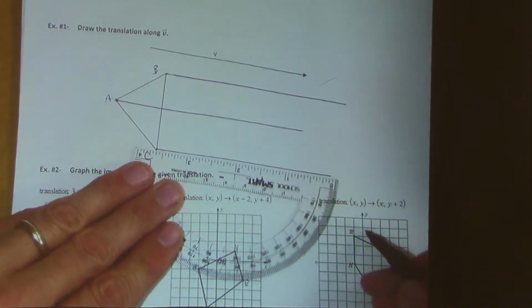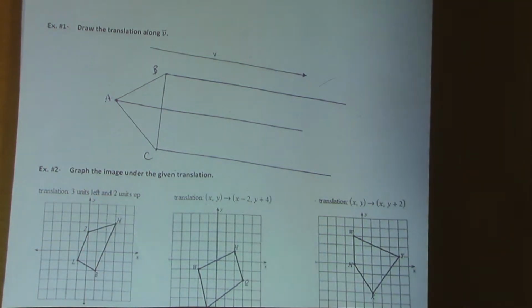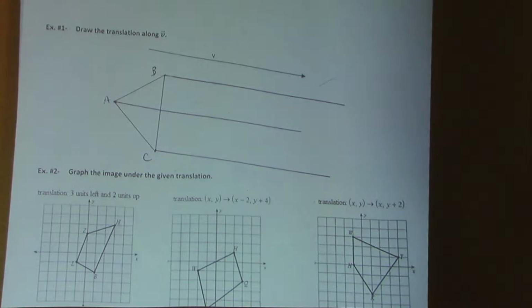So far what you've shown is that by making these parallel lines, all three points, A, B, and C, are going to be translated or moved the same direction as our vector. The second piece of translating is distance. We have to make sure we preserve distance. So what we do there is we now just copy the vector's distance.